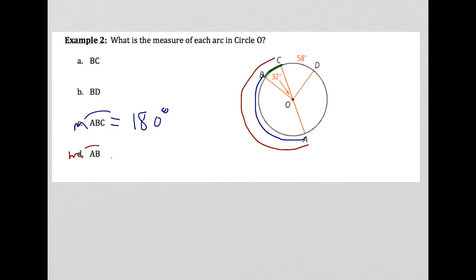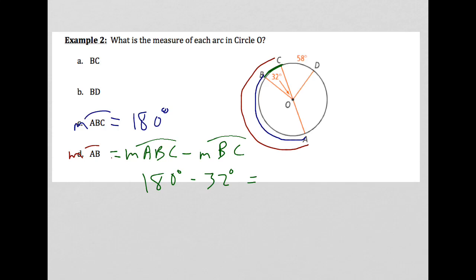So the measure of AB is equal to the measure of arc ABC minus the measure of arc BC. So I know ABC is a semicircle, so I know that's 180 minus BC is 32. So if I subtract all that, I get 148 degrees.